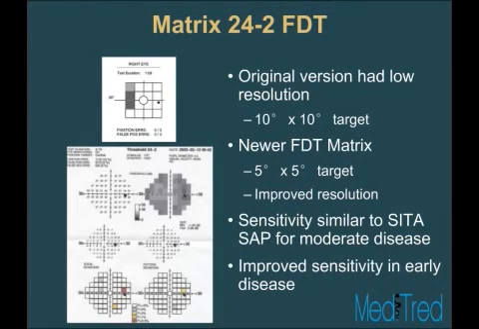Now the latest version, called FDT Matrix, which you see in the lower portion there, uses a much smaller target size of 5 by 5 degrees square, which gives you a printout similar to a standard 24-2 visual field. And it appears the sensitivity is similar, again, to that of standard perimetry in detecting moderate to advanced disease, while giving you improved sensitivity for detecting that early disease that we want to catch. So the data validating its use, though, are still limited thus far for this version of the technology.